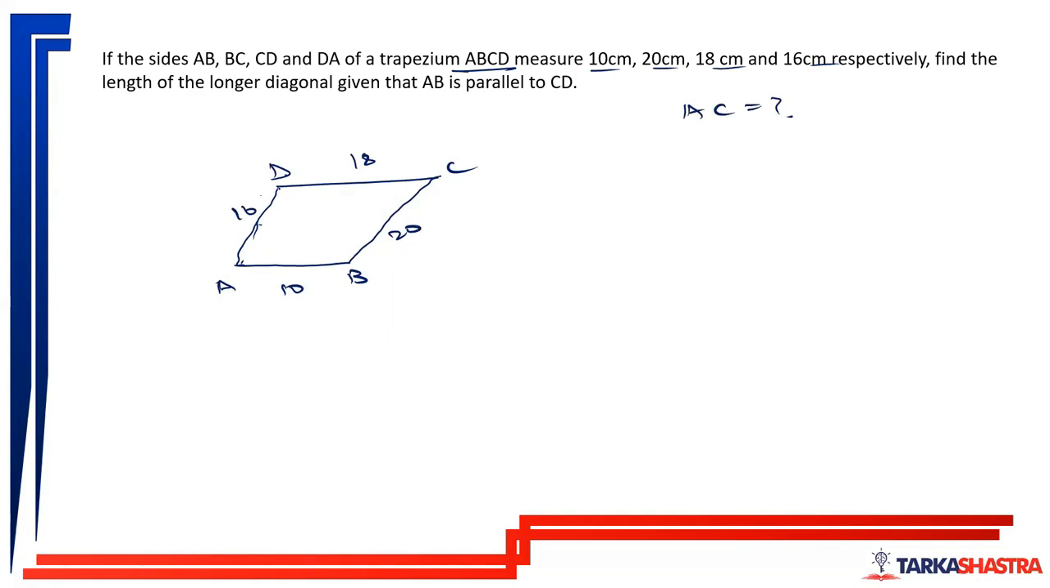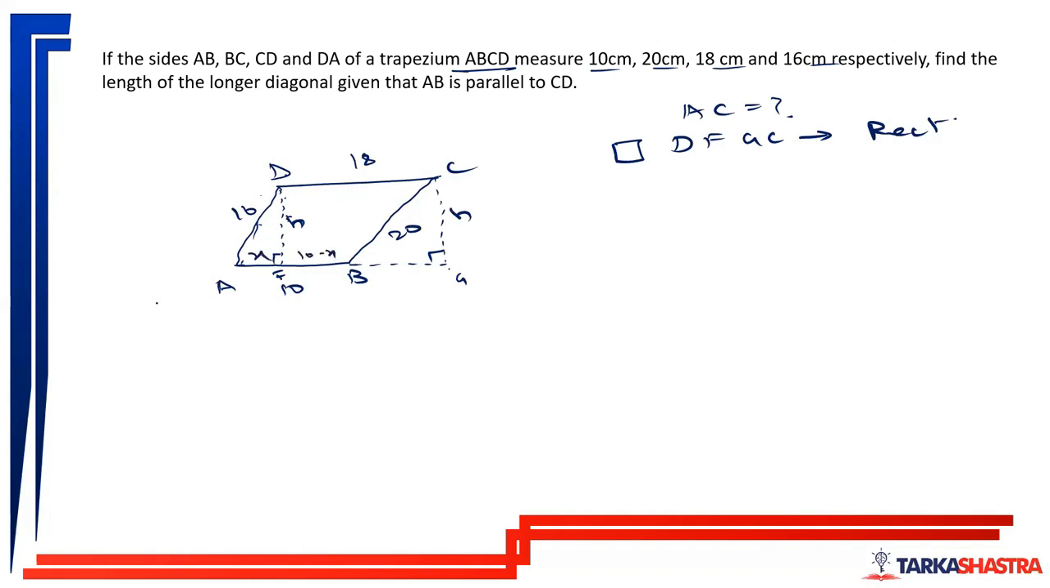Let us try to draw these perpendiculars. This is perpendicular, which is H. Let us say this point is F and this point is G. This is also a perpendicular. So quadrilateral DFGC will become a rectangle because opposite sides are equal. So if this is H, this is also H. If this is X, this is 10 minus X.